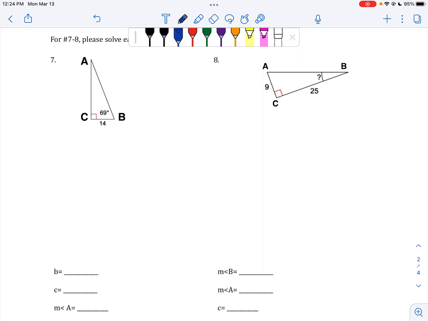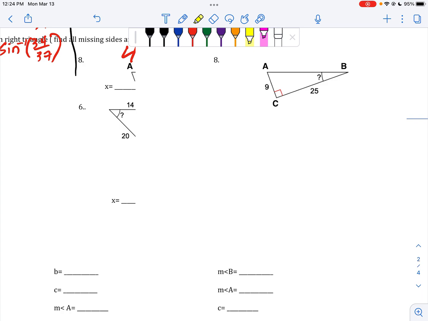Okay, here we go, number 7. I'm given this angle B is 69, so I'm going to label this my opposite, this my hypotenuse, and this my adjacent side. It says define sides B and C, so since this is across from angle B, this will be angle B, and this will be angle C.